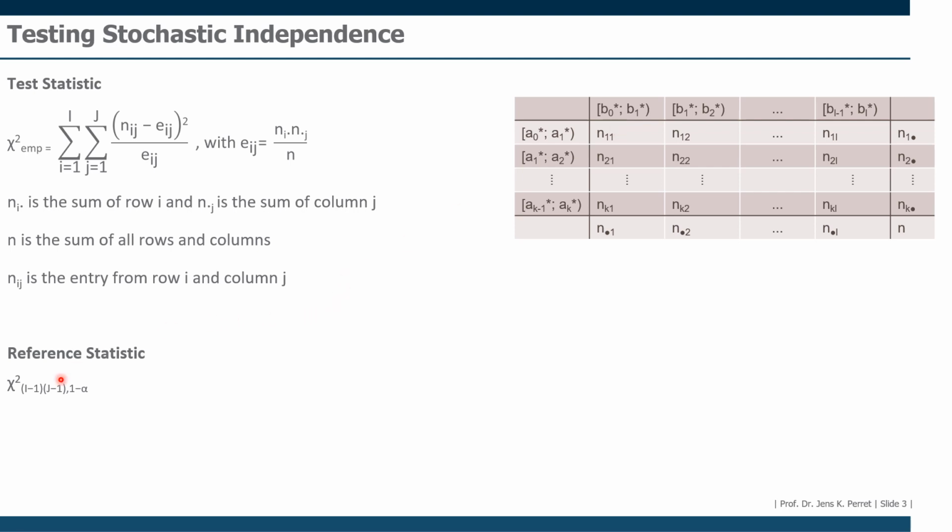Well, once we have those two, we can compare them. And if the test statistic is larger than the reference statistic, as with all tests, we're going to reject H0, meaning there is a significant relation between the two variables. They are stochastic dependent. Well, that's then already everything there is to this chi-squared test, to the test of stochastic independence.